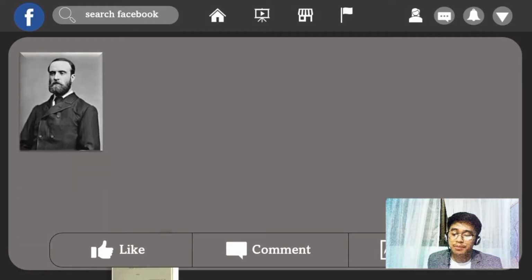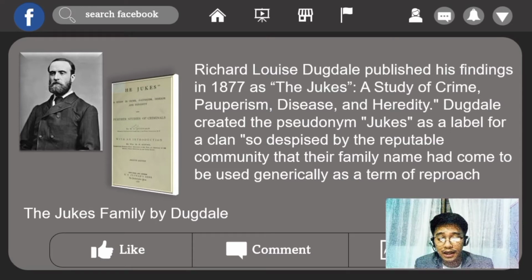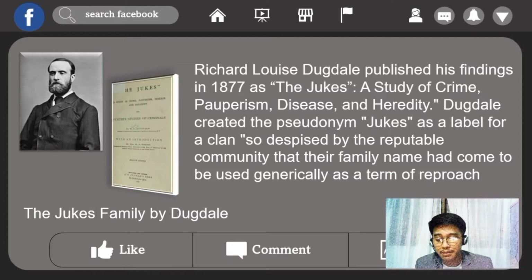The Jukes family by Richard Louis Dugdale. Richard Louis Dugdale published his findings in 1877 as The Jukes: A Study of Crime, Pauperism, Disease and Heredity. Dugdale created the pseudonym Jukes, a label for a clan so despised by the reputable community that their family name had come to be used generically as a term of reproach. Dugdale was delegated to visit jails in upstate New York in Ulster County, and found 6 members of the same family who were using 4 different family names.